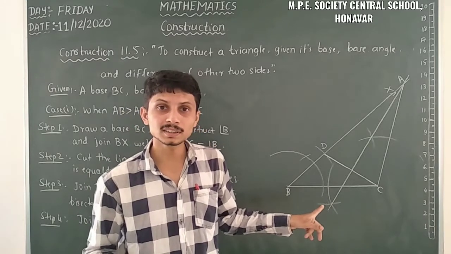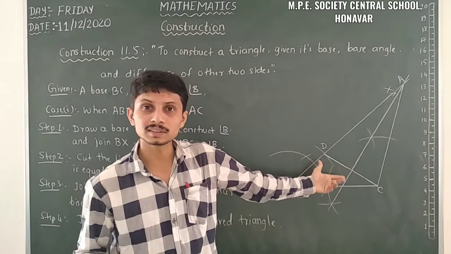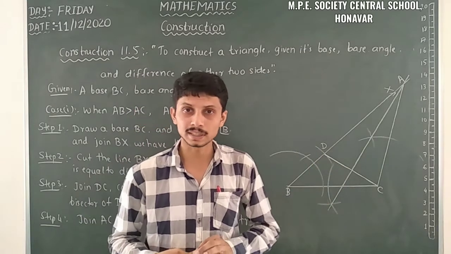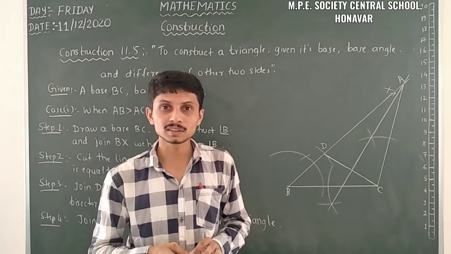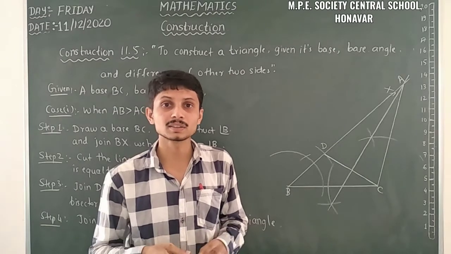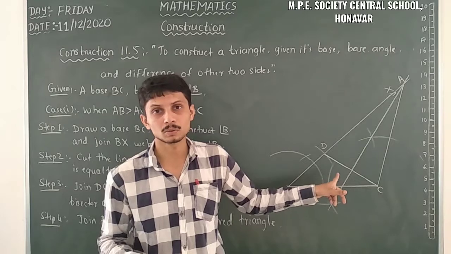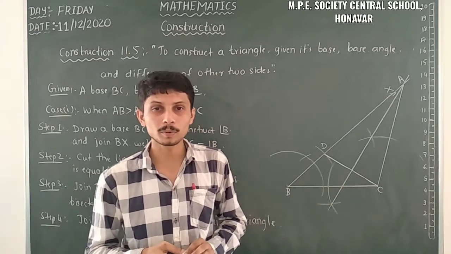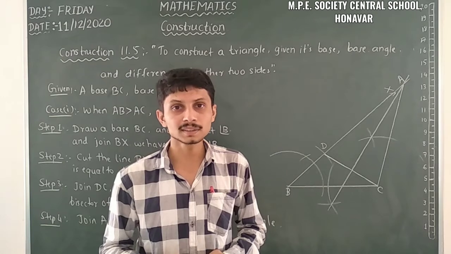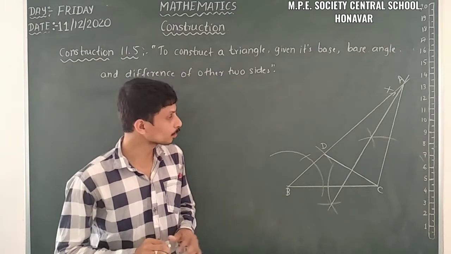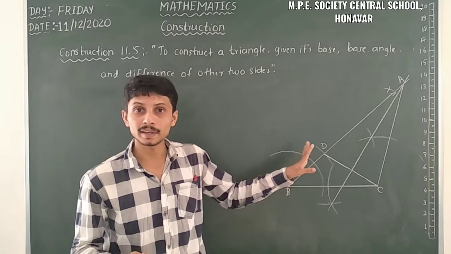So the only difference is that here we have to cut the line BX at D with the length equal to the difference of the other 2 sides. Compared with the last construction, here also we have to prove that BD is equal to AB minus AC. So that one we have to prove. So let us take the proof of that construction: BD is equal to AB minus AC.